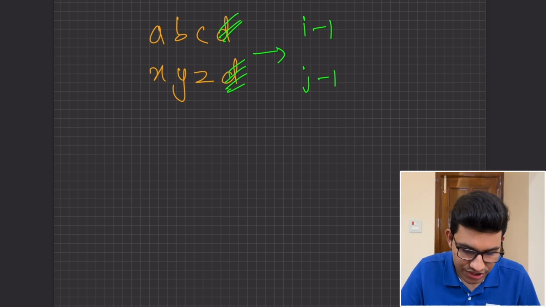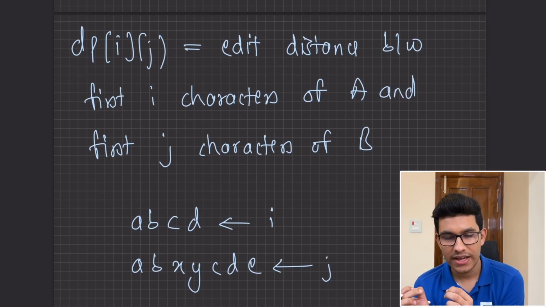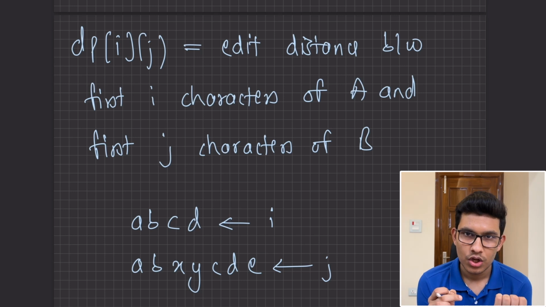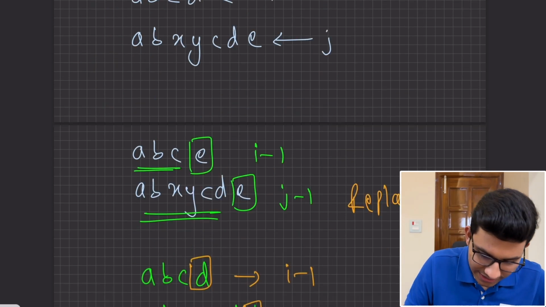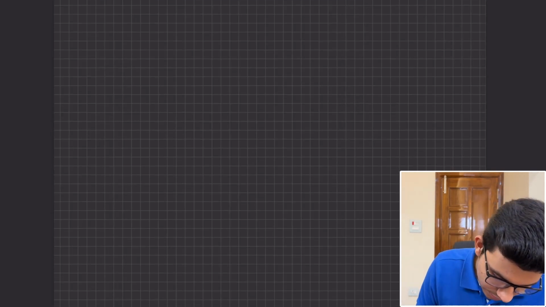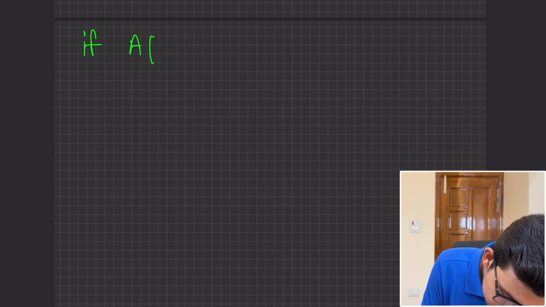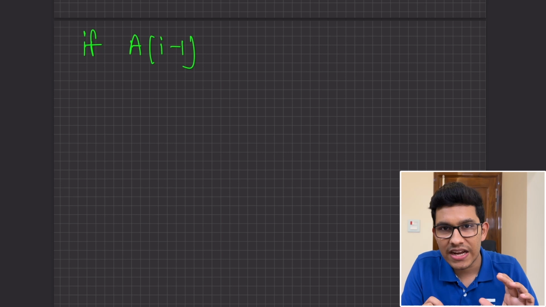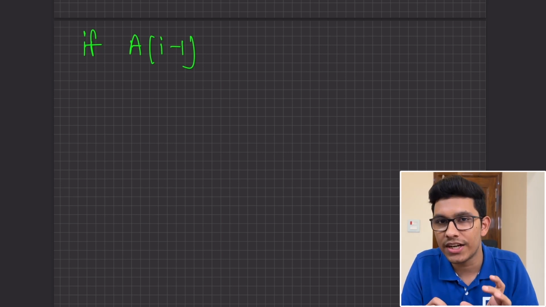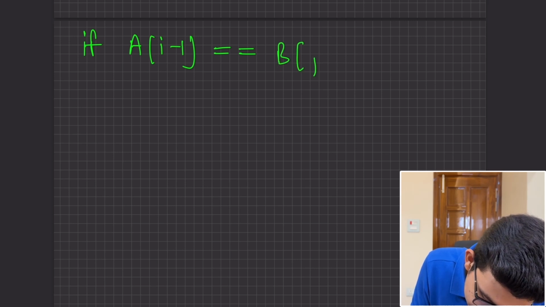If you have dp of i j being equal to the edit distance between first i characters of A and the first j characters of B, you have smaller subproblems into which this breaks. Correct? So can I write my transition like this? Okay, if A of i minus 1, see, now we are considering zero based indexing here. We are saying first i characters of A and first j characters of B. If A of i minus 1 equals B of j minus 1.